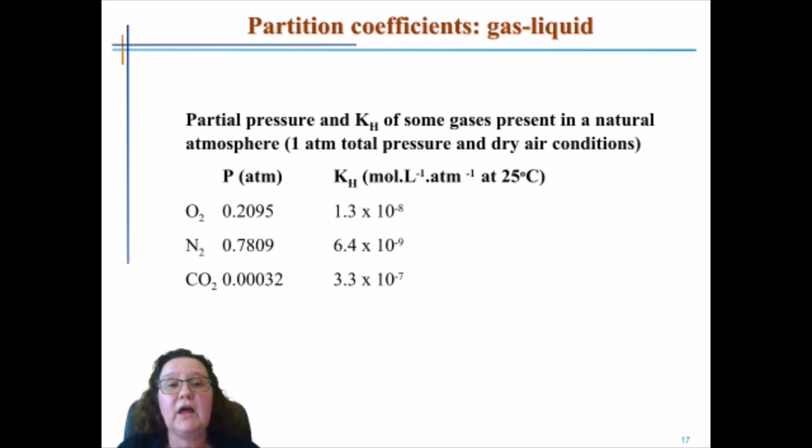And this is a table of the partial pressure of some known gases and Henry's constant for those gases. If you see, it has units, for two reasons. First of all, Henry's constant has units because it's a mixture of units of concentration divided by units of pressure. And second, note that I've mentioned the temperature, because the solubility of your chemical will change with temperature.